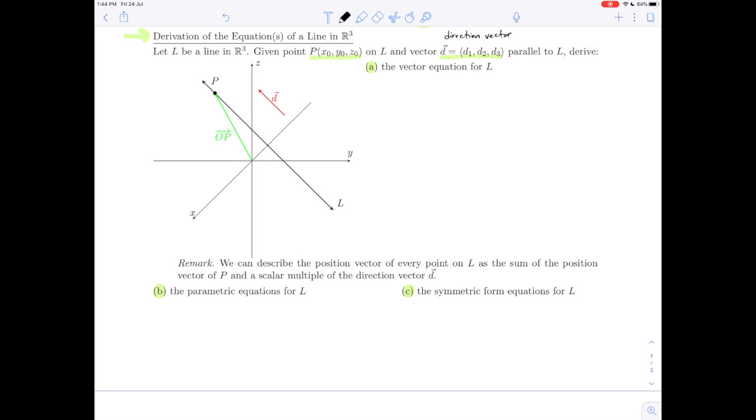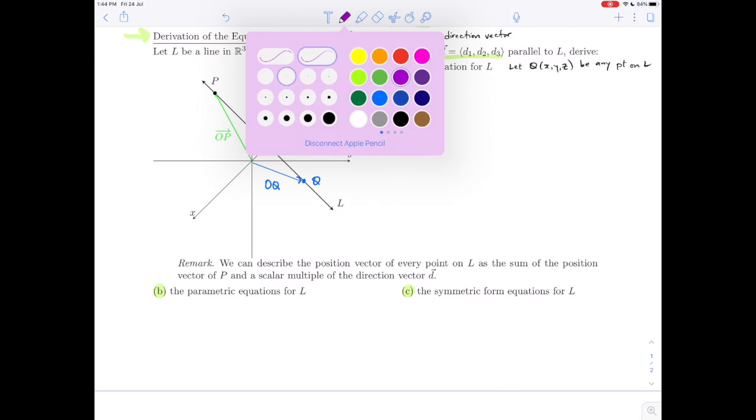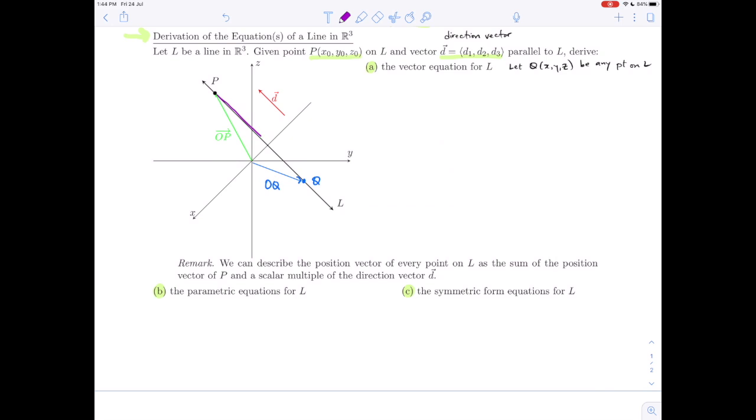So let's start by adding a little something here. We're going to let point Q, x, y, z be any other point, so any point on L. So let me go ahead and draw point Q, let's say here. So there's our point Q. Here's its position vector OQ. And that gives us a vector between these 2 points here. So let's call this the vector PQ.